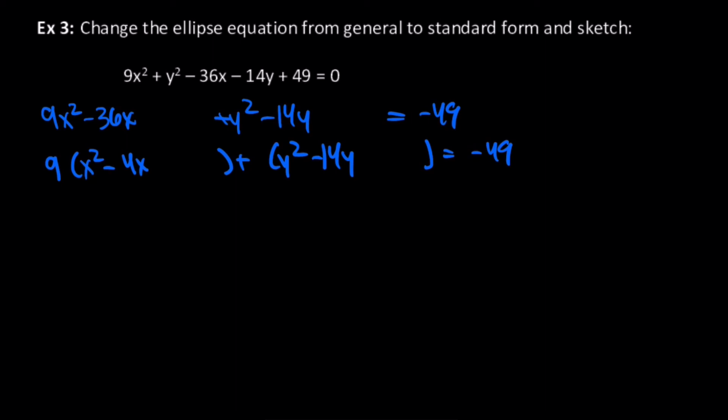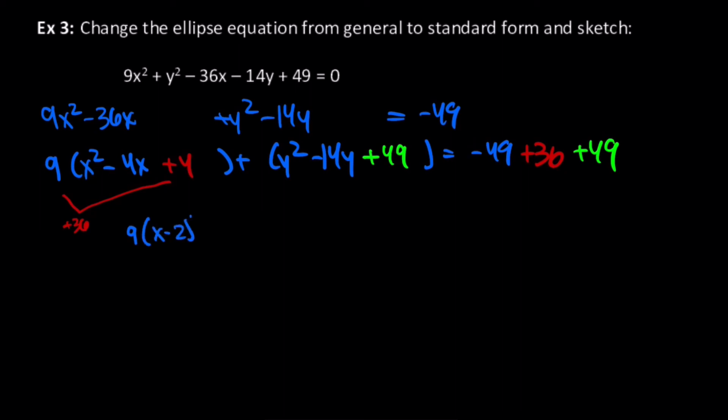Okay, complete the square. Half of 4 is 2. 2 squared is 4, but I am not really adding 4. I'm adding 9 times 4, 36. That's what I have to add over here. For the y's, half of 14 is 7. 7 squared is 49. Add 49 here, add 49 there. Now factor. This gives me 9 times (x minus 2) squared plus (y minus 7) squared equals 49 minus 49 is 0. That just gives me 36.